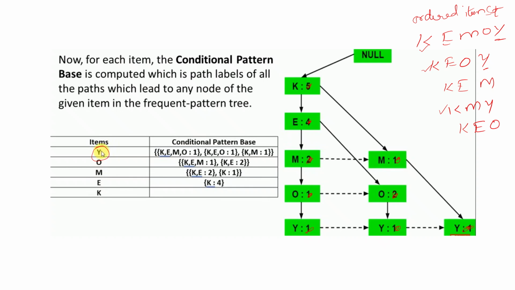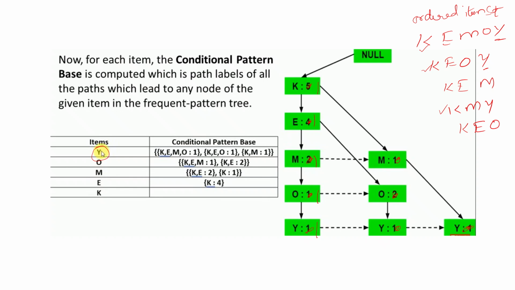First, take the first one: K, E, M, O, Y. So write K as one node, E as another node, M in another node, O in another node, and Y in another node. So K appears one time in the first set, and likewise each one time, and Y is also one time.